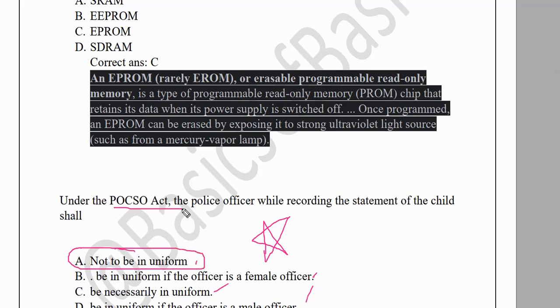If you read the bare act of POCSO, you'll get to know that it is not necessary to be in uniform to record a statement from a child with respect to any problem under the POCSO Act. So remember this.